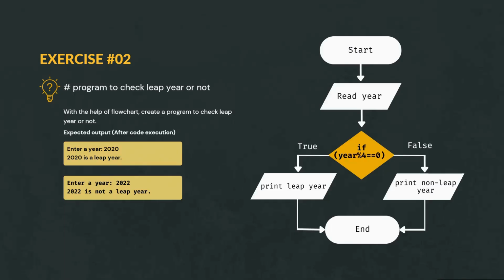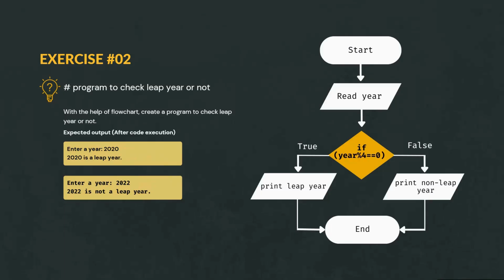So actually, a leap year is that special year which comes once in every 4 years. And why is it special? Because it has 366 days instead of 365 days. Like for example, if you observe the year 2020, it was a leap year, but the year 2022 was not a leap year. So your job today is to write a program that checks whether a year is a leap year or not.